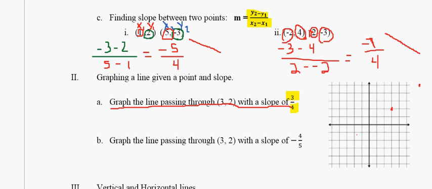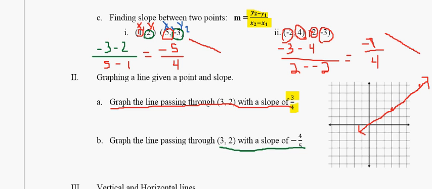Okay, then I would just connect the dots to form a line. Well, it's not a very straight line, but we'll go with it. Okay, we put arrows on the end of our line to show that the line goes on forever. Okay, let's look at the next line. Same thing, we're going to pass through the point (3, 2).